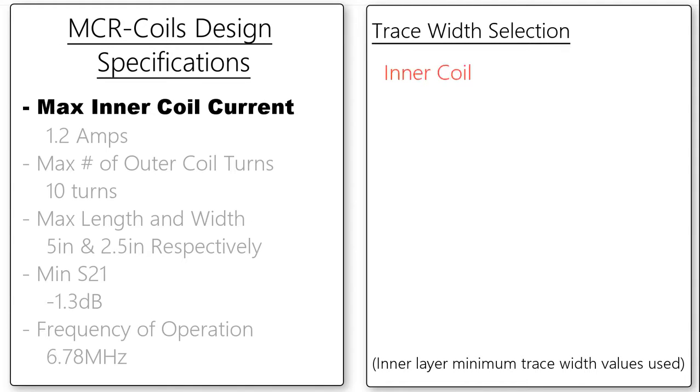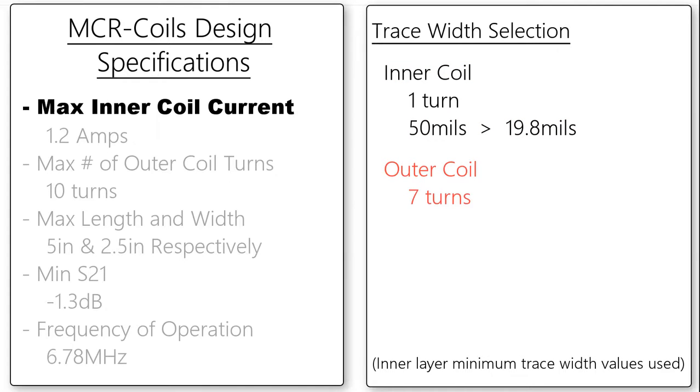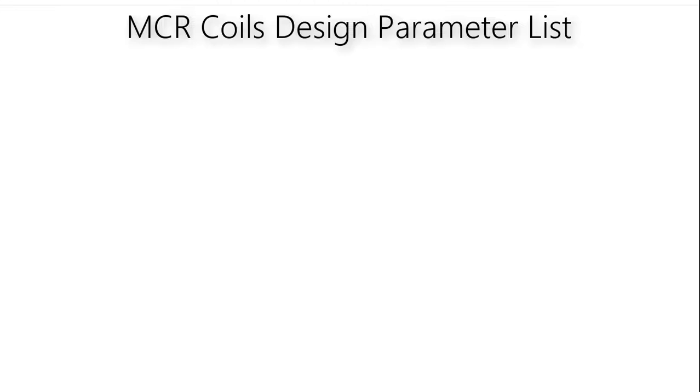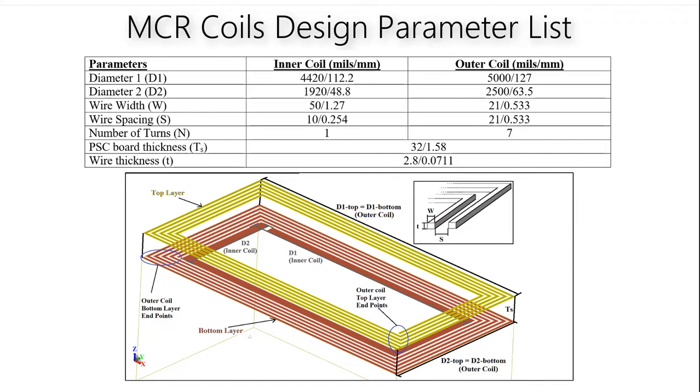For our design, we used an inner coil with 1 turn and a trace width of 50 mils, which is more than twice the minimum trace width required to handle our maximum current. For the outer coil, which has 7 turns and is inductively coupled with the inner coil, the maximum current is 1/7 the inner coil maximum current. We used an outer coil trace width of 21 mils, which is much larger than the minimum trace width required using the calculator. The resulting MCR coil parameter list used in our prototype design is shown here.